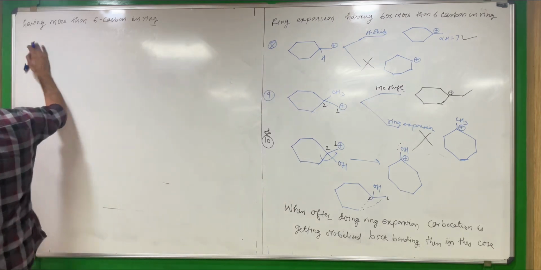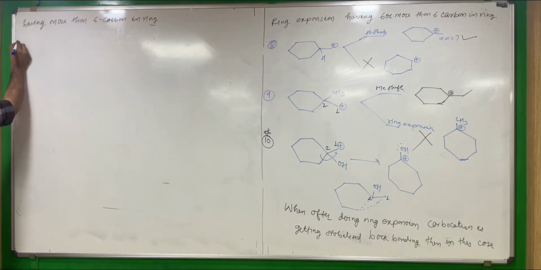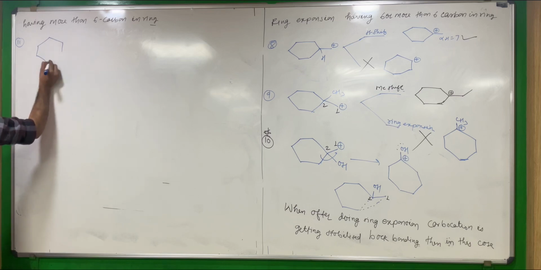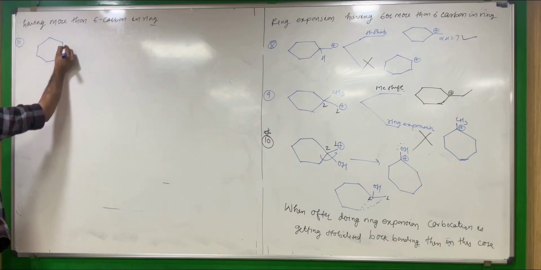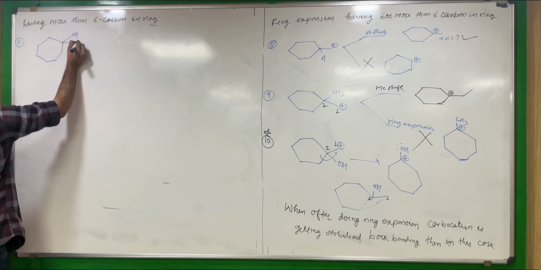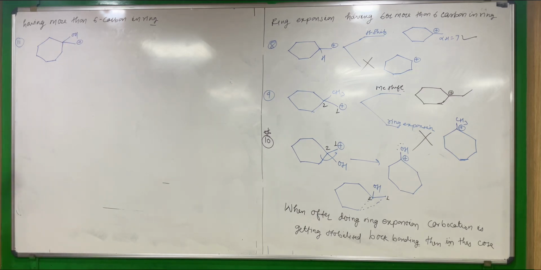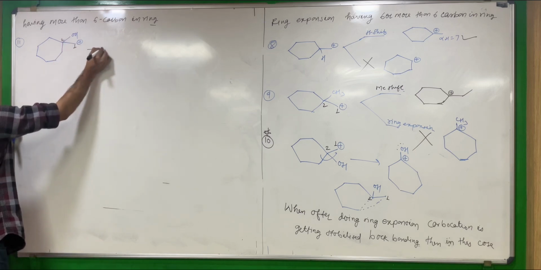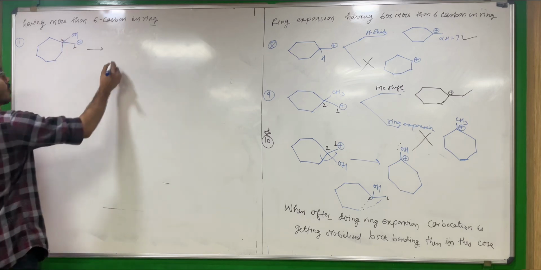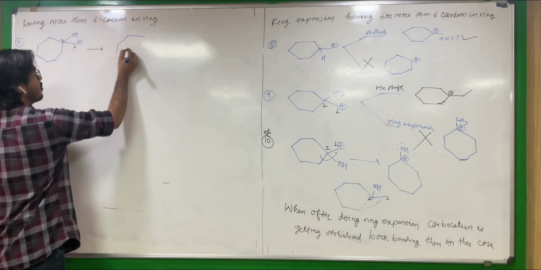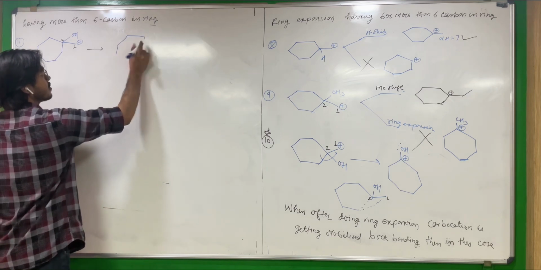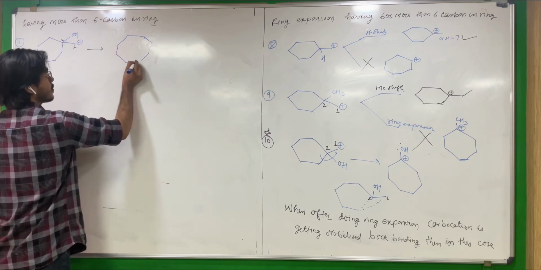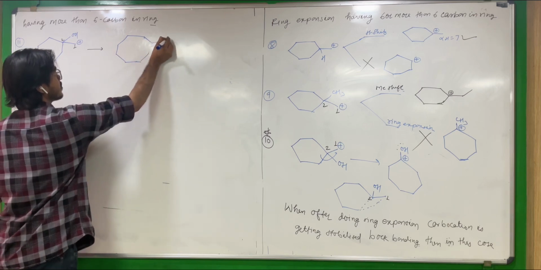So next example, see this one, the 11th one. This is a 7-member ring. Now this is OH and this is the positive charge. So in this case also ring expansion will take place. This is carbon number 1, this is carbon number 2. And we will convert it into an 8-member ring because here also the carbocation formed is getting stabilized by back bonding. So the product formed will be like this.